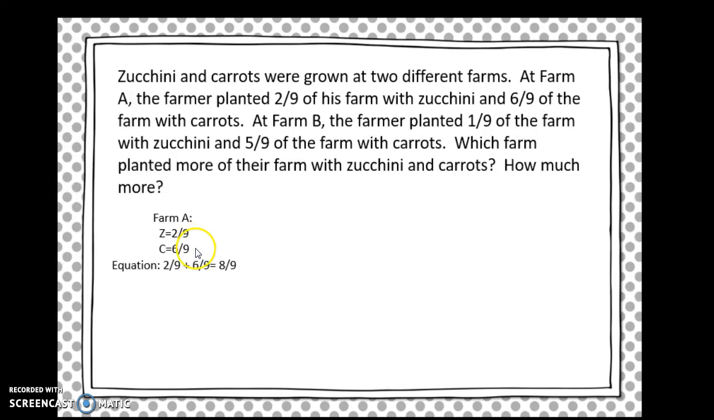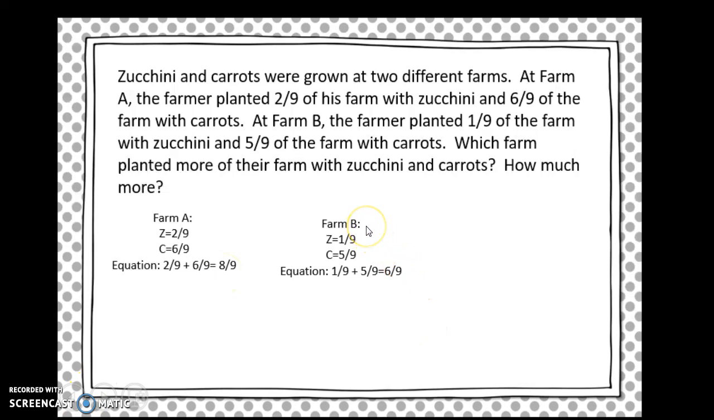Now that I have these two down, I need to have my equation. I know that I need to add my zucchini and my carrots together because I need to find out my total amount of vegetables that I have here at this farm. Once I add 2/9 together with 6/9, I find out that I get 8/9.